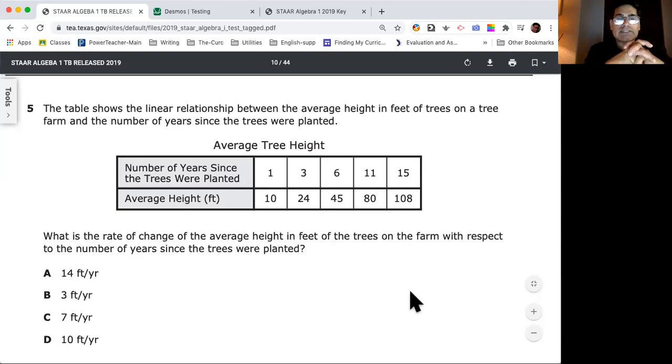It says the table shows the linear relationship between the average height, in feet, of trees on a tree farm, and the number of years since the trees were planted.